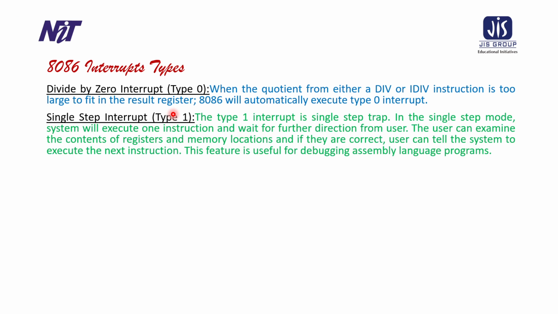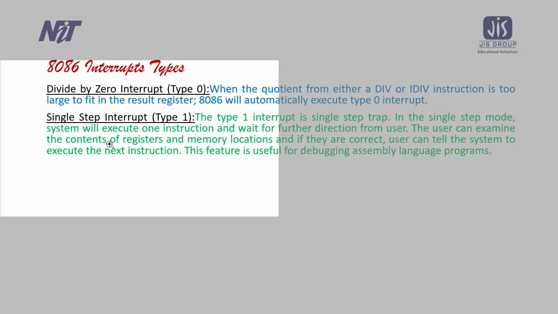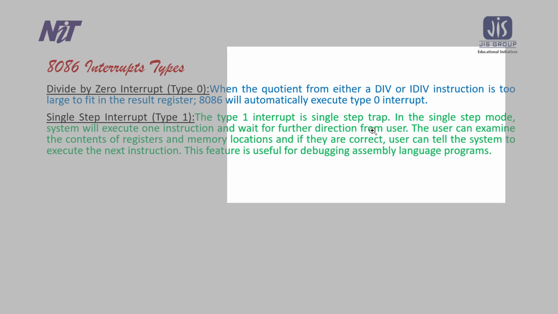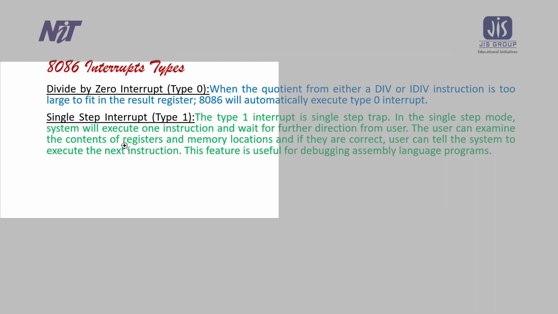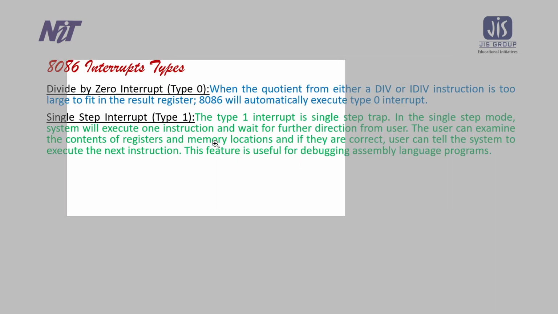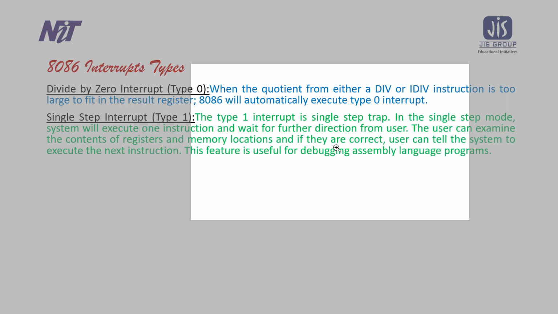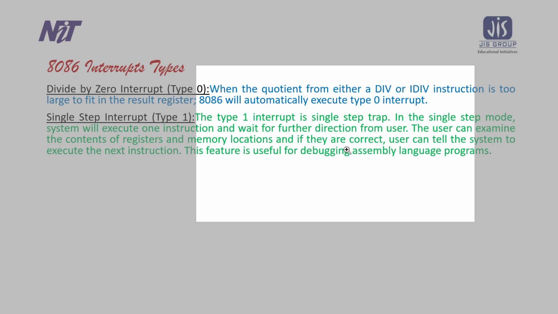Next one is the single step interrupt or type 1 interrupt. The type 1 interrupt is the single step trap. In the single step mode, the system will execute one instruction and wait for further direction from the user. That means you can go one step, check that step, and then execute the next step. That's why it is called the single step mode. You check each and every step after execution, before moving on.